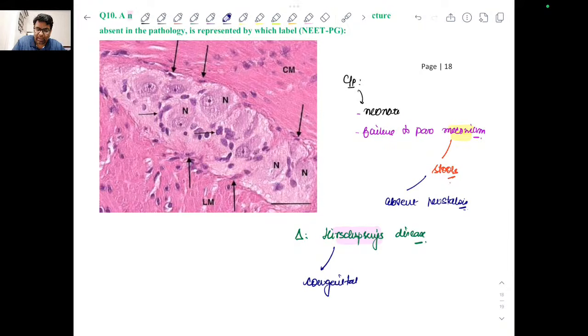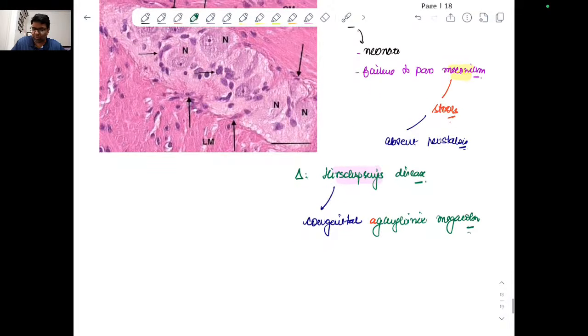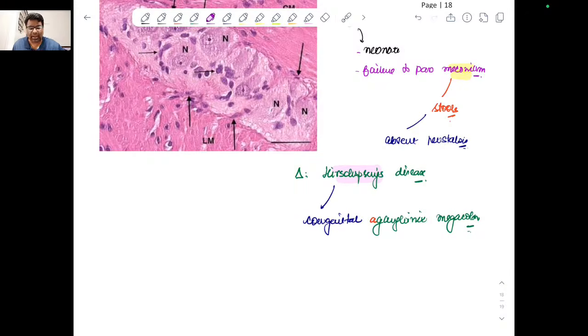Now this is also known as congenital aganglionic megacolon. Clear? So this is also known as congenital aganglionic megacolon. Now I think all of you must be knowing what is the meaning of congenital. Congenital means since birth. Aganglionic, A means absent, and what is absent? Ganglion. And as a result of this, there is dilatation of the colon.